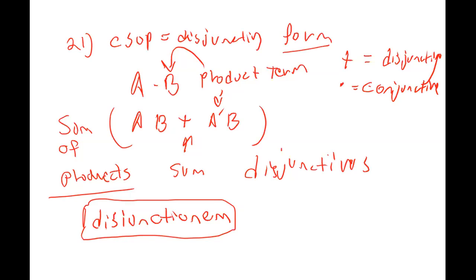So that's an interesting point. And the canonical product of sums is a conjunctive form because it's using times. How about that? And if you take philosophy, they'll be using things like conjunctive like this and disjunctive like that. So it's the same meaning, just different symbols.